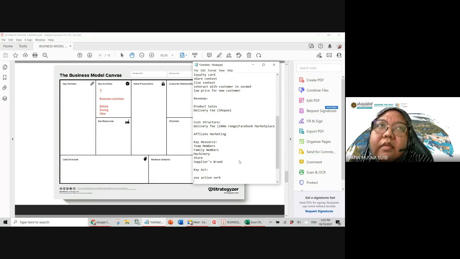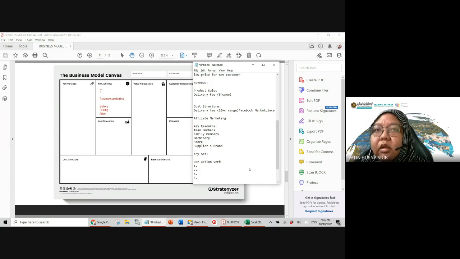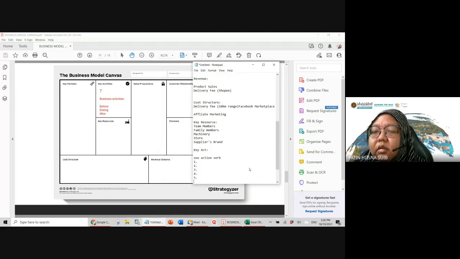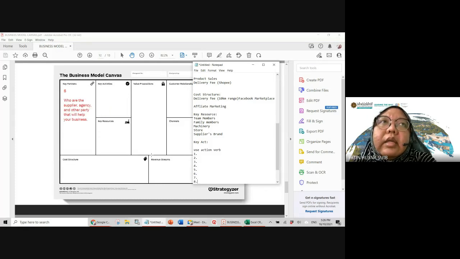So you need to have this before, during, after, but you don't have to put the words before, during, after in key activities. For example, number one is before activities, 2, 3, this is before. Then you just continue, for example, number 4 is during, and then number 7 is after. You don't have to put the words before or during, no need. You just use point numbers or bullet points, depending.